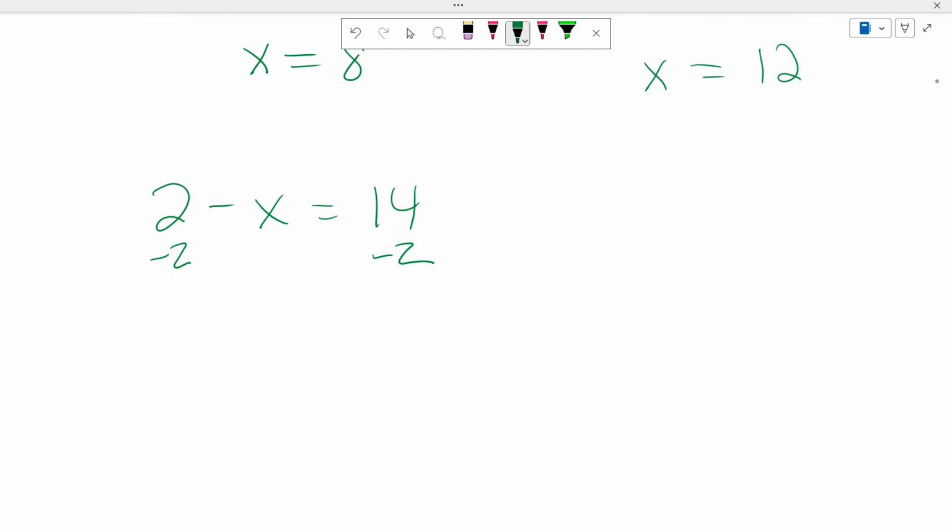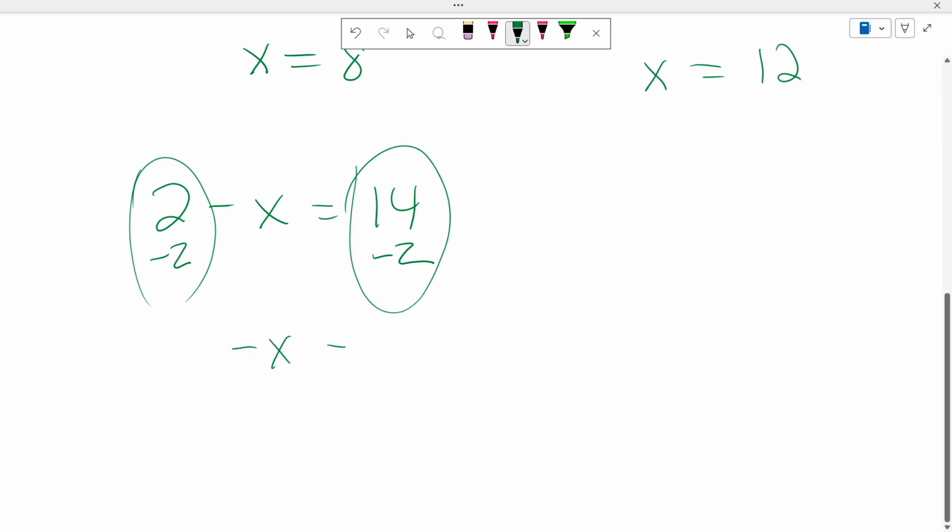That's what we're trying to do when we solve equations, is whatever number is here, we want to get down to 0. So to get 2 down to 0, we subtract 2. Whatever we do to this side, we have to do to this side of the equation. So negative x equals 12. Now that's a negative x. We can't leave that as negative x, so we divide by negative 1. So x equals a negative 12.